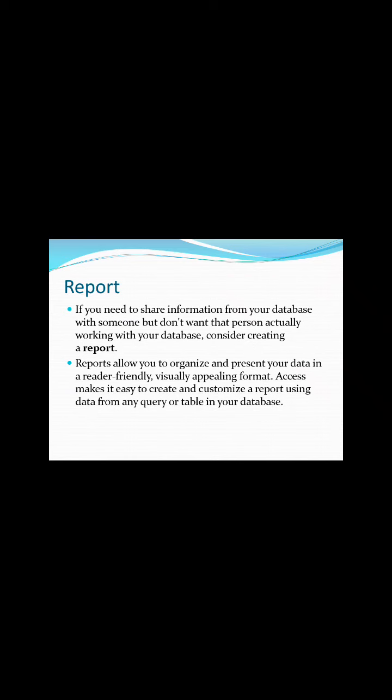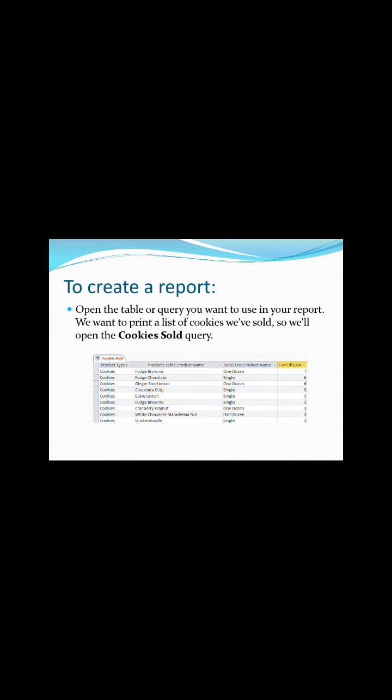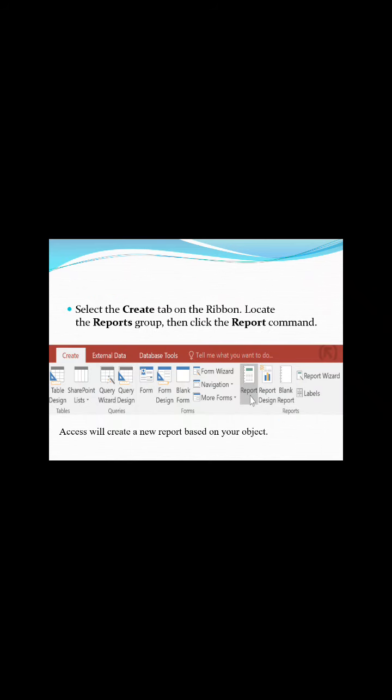Now how to create a report? To create a report, the first step is that your database or your table should be open. So open the table or the query you want to use in your report. Fine. So the first step is to open that particular table. Now the second step is create. Click on the create tab. In that create tab, next to the form tab, there is a report group. In this report group, you get the option report. So just click on this report.